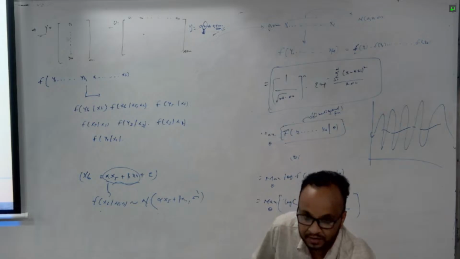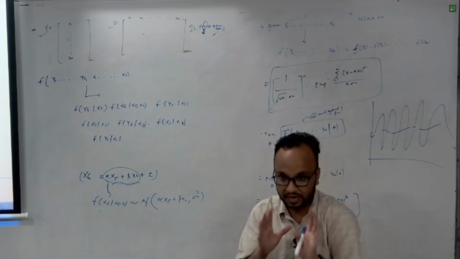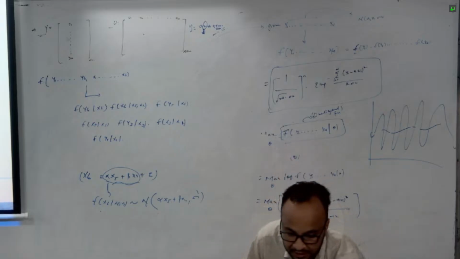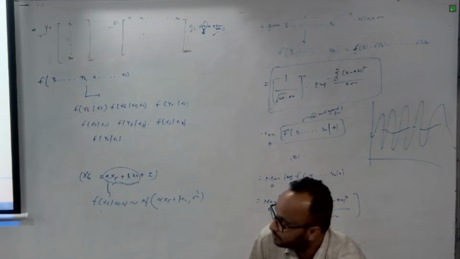For a particular value of theta, what is the expected value? It's not the absolute value, it's the expected value. What is the possible value of it? So I take the expectation of the log of the joint density function.